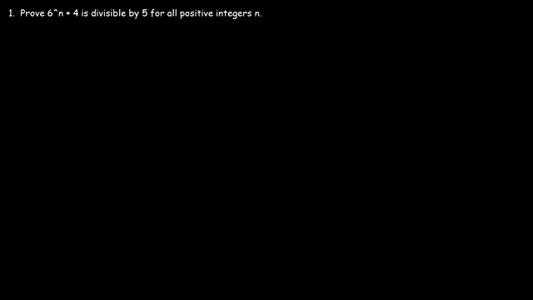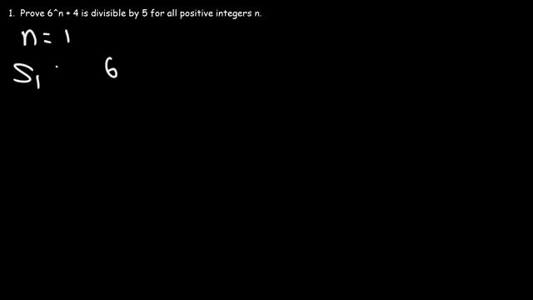So step 1 is that we need to prove that the statement is true for the first term. Now what is the first term? Well, notice what the problem says. We need to prove that 6 to the n plus 4 is divisible by 5 for all positive integers n. So what's the first positive integer? This would be n equals 1. So let's prove that the statement is true for n equals 1.